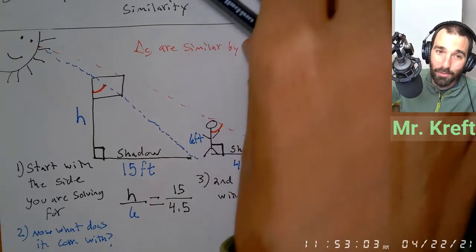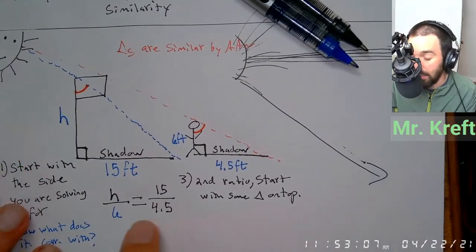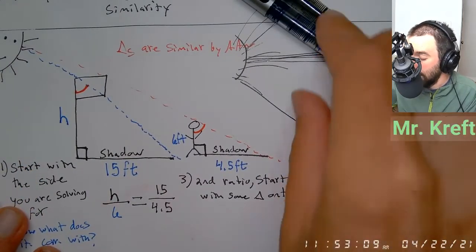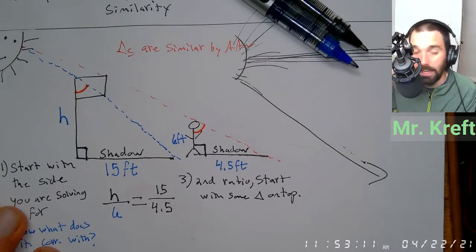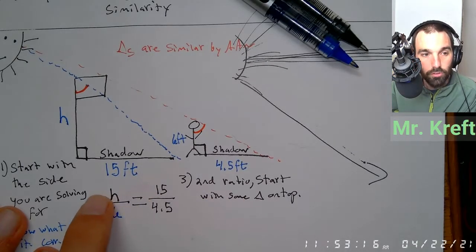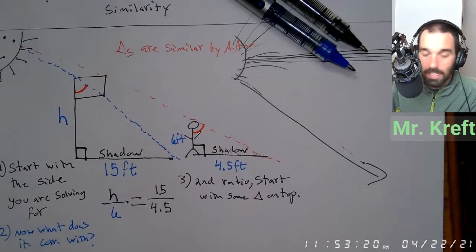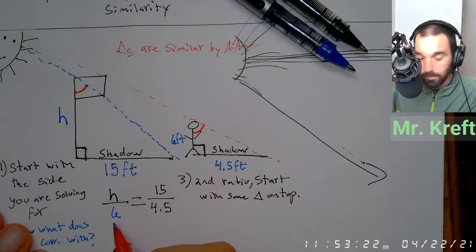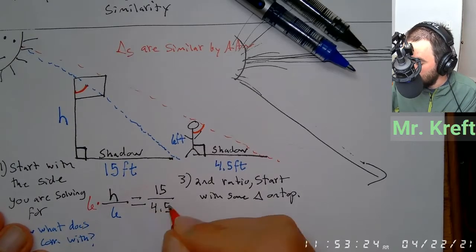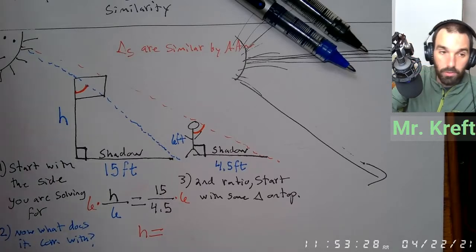That's cool that you found the scale factor, but we don't really care about scale factor here. We want to find the height of our flagpole. To solve this, it takes nothing fancy. We want to get h by itself. So it's h divided by 6. All we have to do is undo the divide by 6. So I'm just going to multiply by 6 on both sides. And so we get h equals.